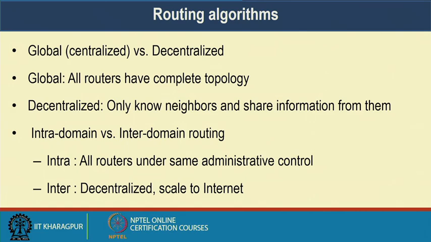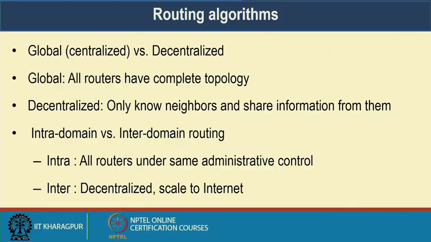So, we have two ways of routing: intra-domain and inter-domain routing. In intra-domain, all routers are under the same administrative control. It may be a large network, like in IIT Kharagpur, where we have around 50 odd networks under the control of IIT Kharagpur itself. Whereas, inter-domain is decentralized and scales to the internet, so a huge number of networks, to the scale of the internet. These are the broad categories. We will come back to those things shortly.